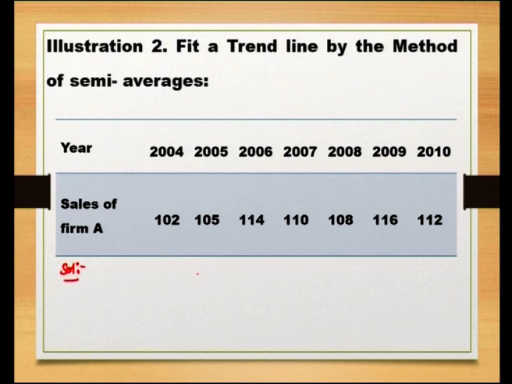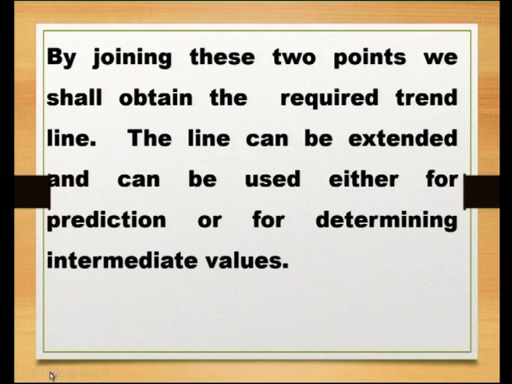The average of the first 3 years is calculated as 107 and it is written here against 2005. This is semi-averages. 2005 is the middle year of the first 3 years, and corresponding to 2007 I shall write 110 as it is. And for the last 3 years we calculate the average as 112, and it is written here against 2009, which is the middle year of the last 3 years. By joining these 2 points we shall obtain the required trend line.